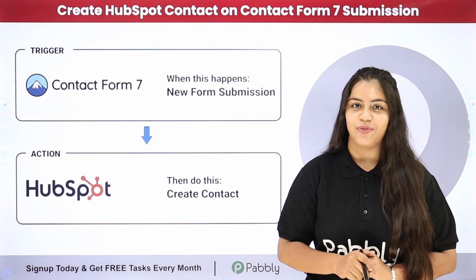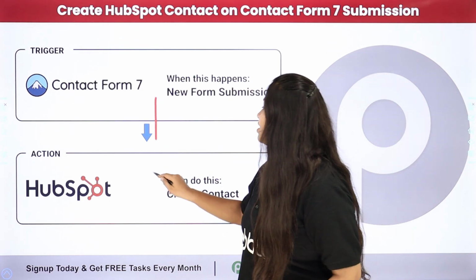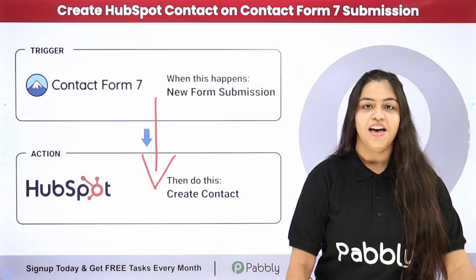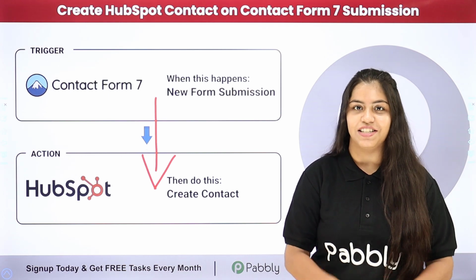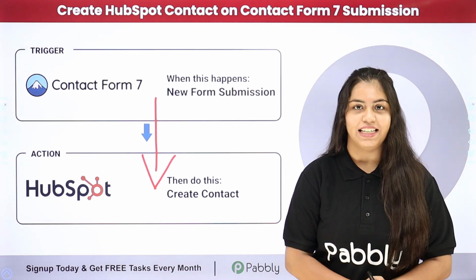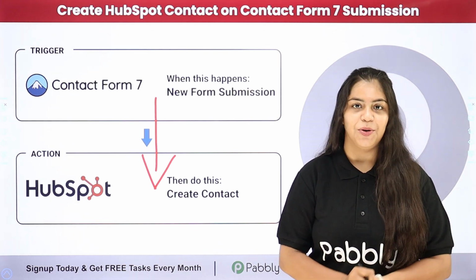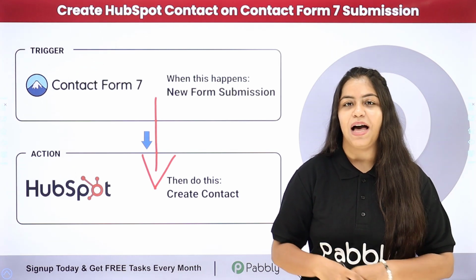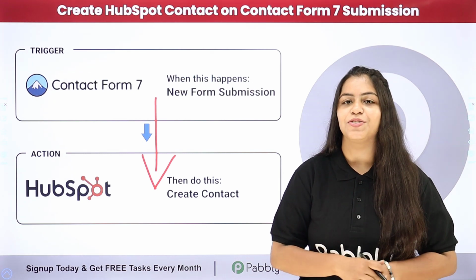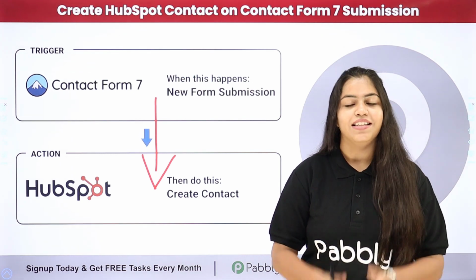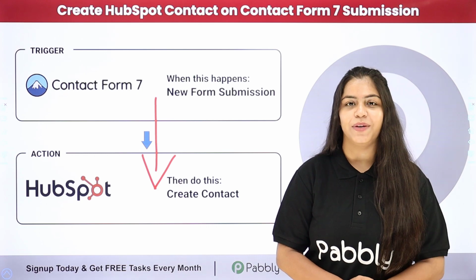In order to do this, we are going to create a connection between Contact Form 7 and HubSpot. But as you know, Contact Form 7 and HubSpot don't have any native connection. So in order to create this connection without knowing any programming or coding language, we are going to use Pabbly Connect. It is an amazing automation software. Do you also wish to learn this process step by step? Then let me take you to my computer screen.